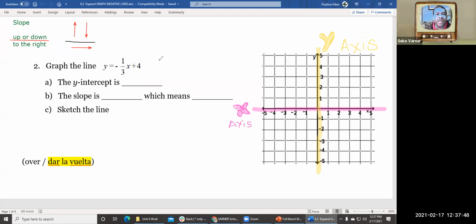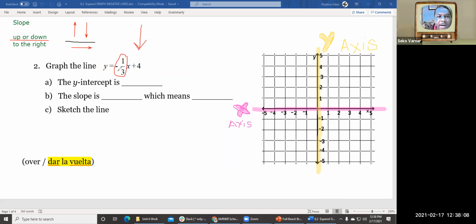Let us move on. All right, this one says graph the line y equals negative 1 over 3 x plus 4. Remember, this is a negative number. So negative numbers go down. It's going down.